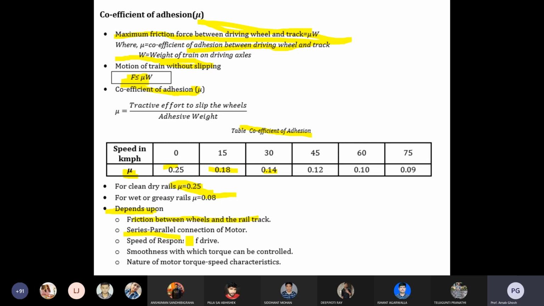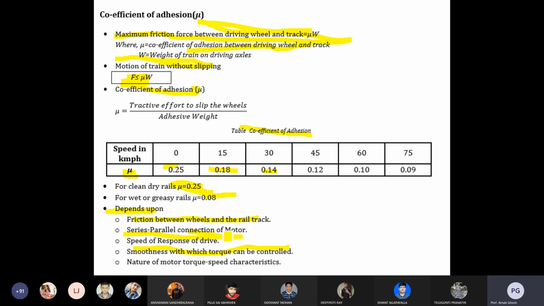Next one is the series parallel connections of motor. That has also been discussed, so that is also a very important thing. Speed of response of the drive, so how much speed you are getting from the drive, that's important. And smoothness with which the torque can be controlled. All of these are very important features.